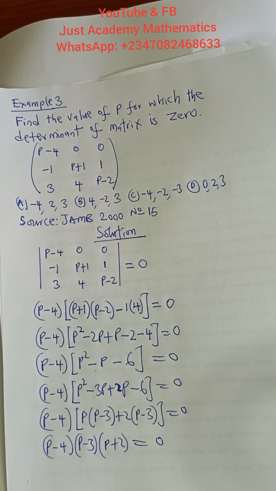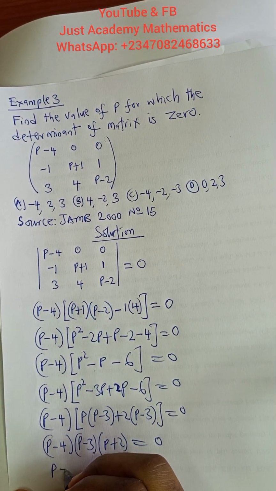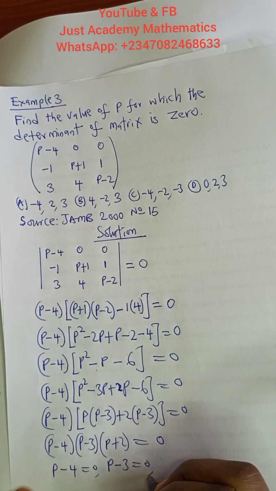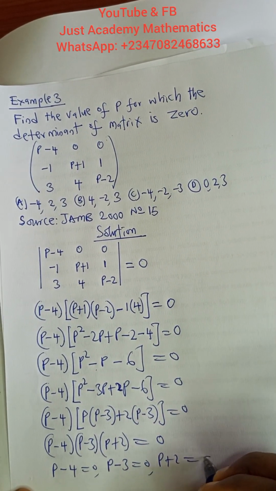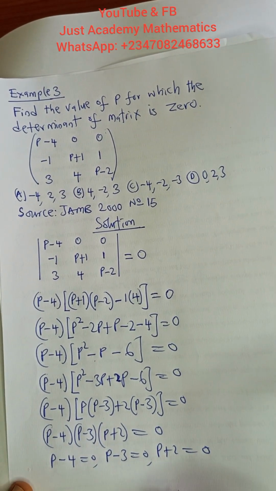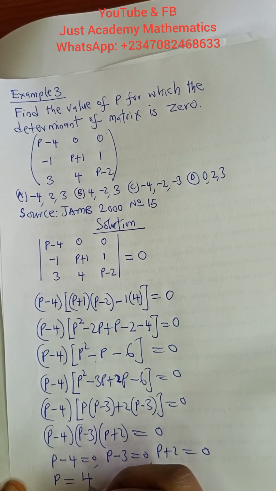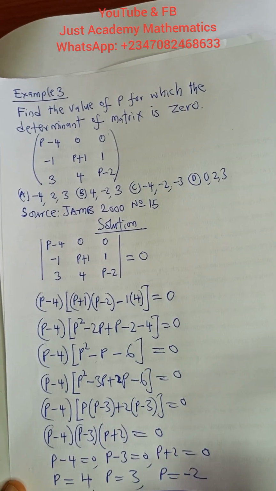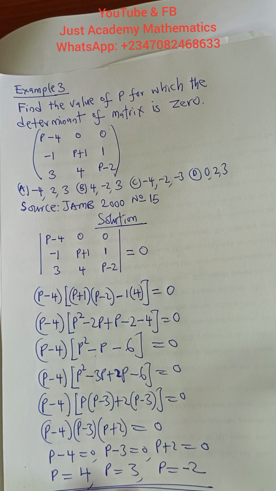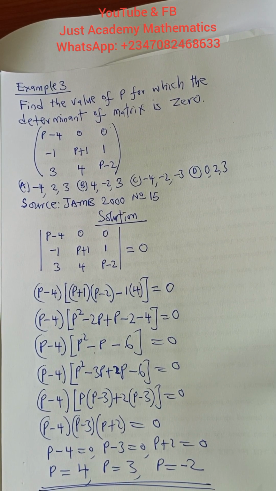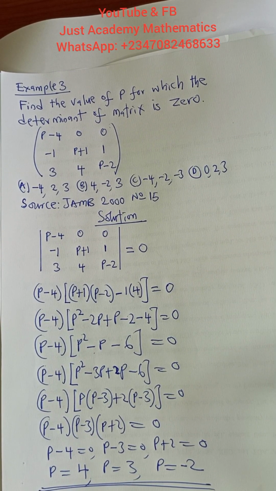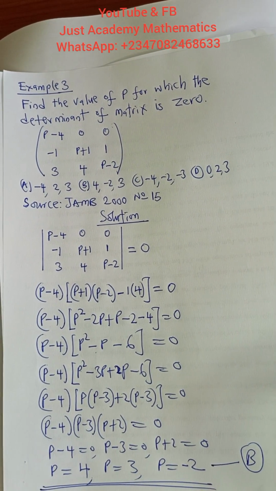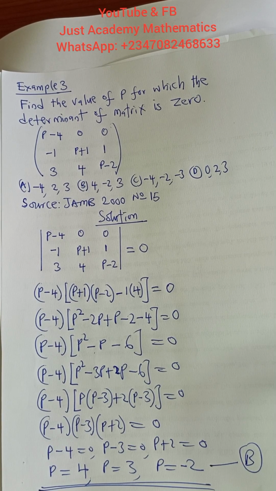Therefore, we conclude that P minus 4 is equals to 0, P minus 3 is equals to 0, and P plus 2 is equals to 0. So what that means is that P is equals to 4, P is equals to 3, and P is equals to minus 2. So these are the three possibilities, or the three answers of P. So we have 4, we have minus 2, and we have 3. And that should be option B. That is 4, minus 2, and 3.